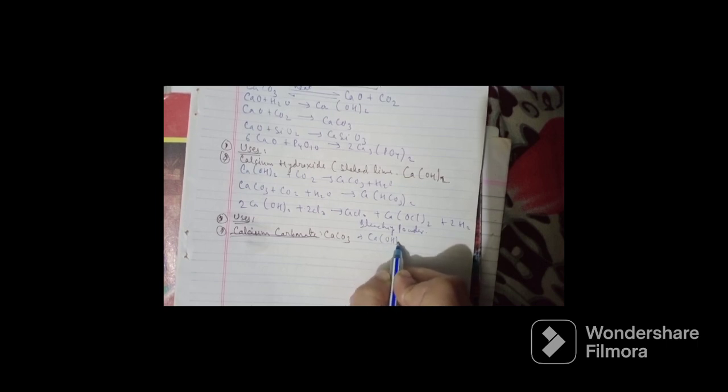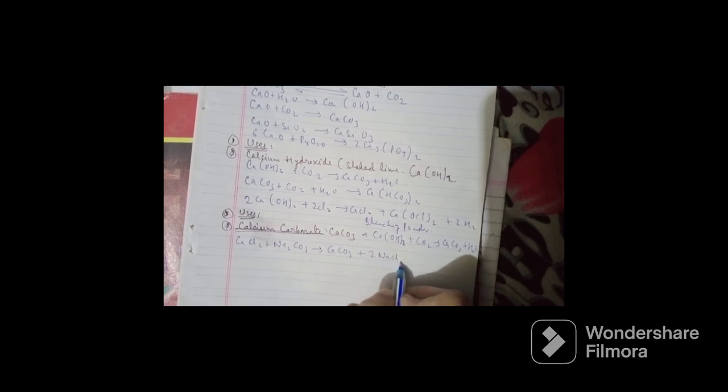The first equation is Ca(OH)2 plus CO2 gives CaCO3 plus H2O. Another is CaCl2 plus Na2CO3 gives CaCO3 plus 2NaCl. Excess carbon dioxide should be avoided, since this leads to the formation of water soluble calcium hydrogen carbonate.